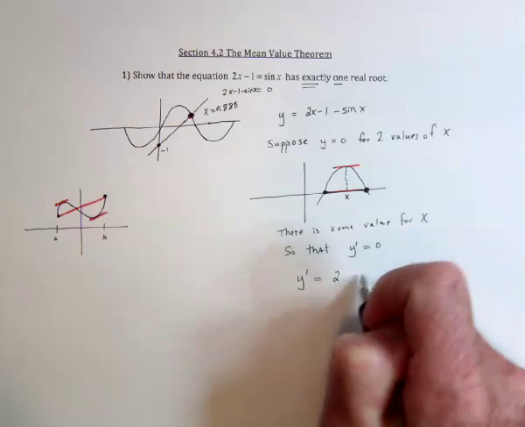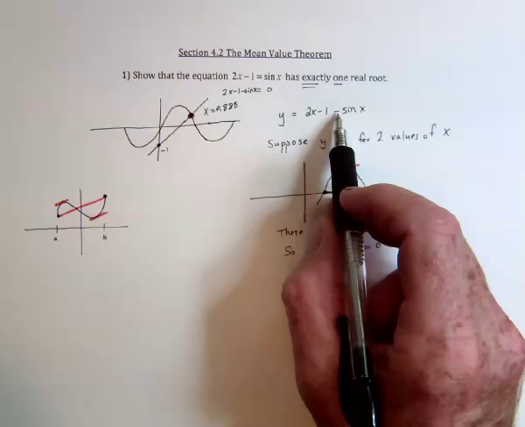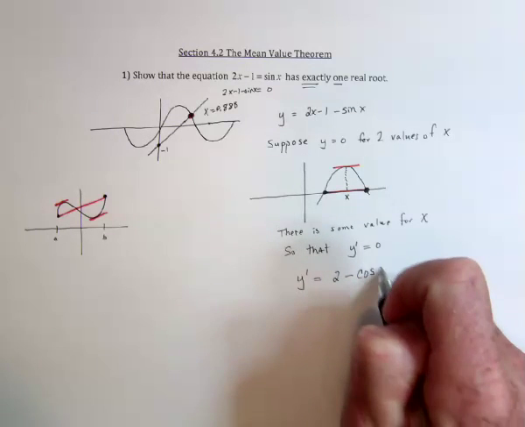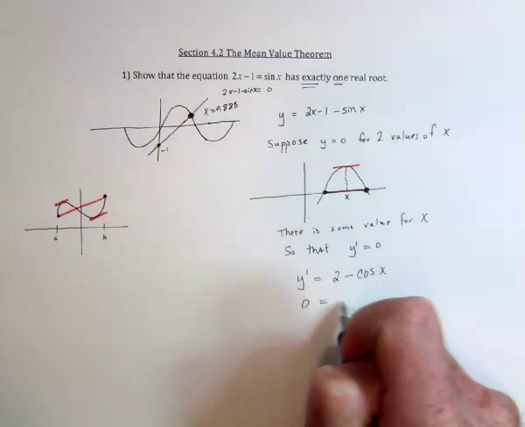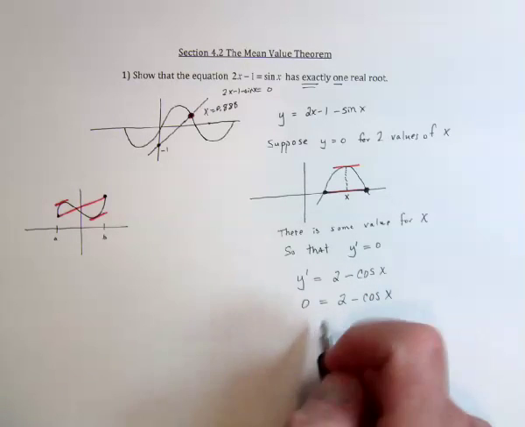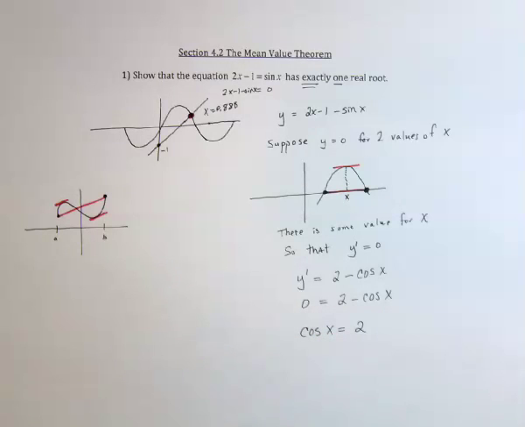All right, go back to this and take the derivative. So it's going to be a 2. Derivative of that's 0. Derivative of that is cosine, so it's going to be a negative cosine. Set that equal to 0, and then move the cosine over. So cosine of x is equal to 2, which is impossible because the biggest the cosine ever gets is 1.